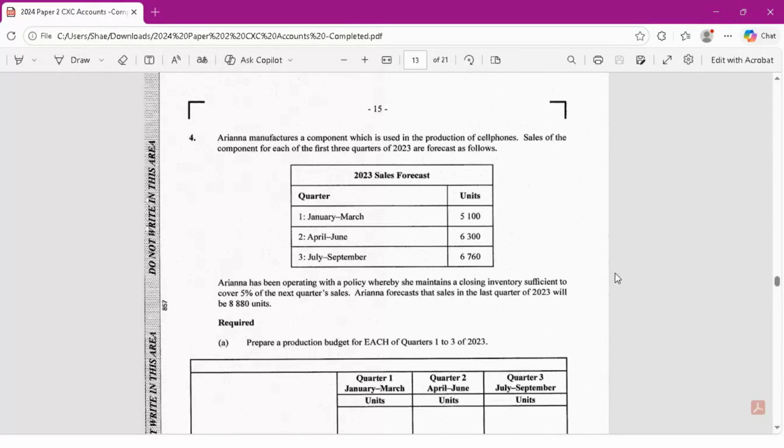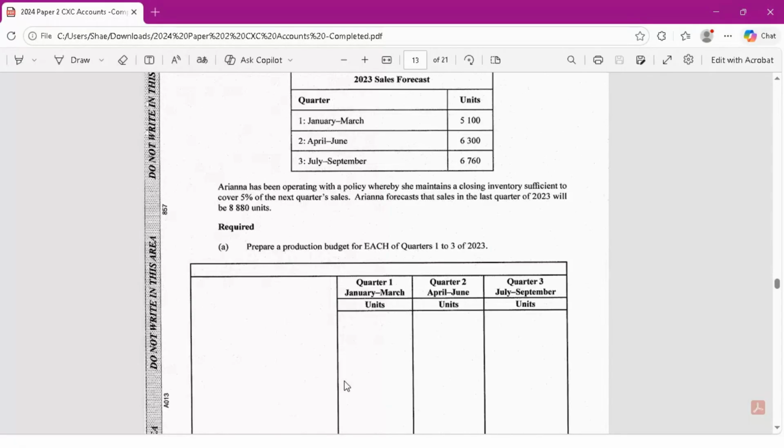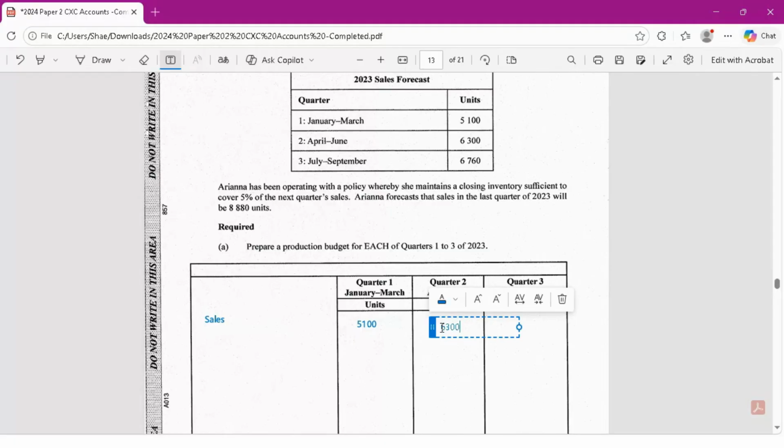So the sales forecast of all 3 quarters, we're just going to simply be putting them into this table. The sales for January to March was 5,100. For April to June, which is the second quarter, 6,300. And for July to September, 6,760 units. That's the amount of units they plan to sell.